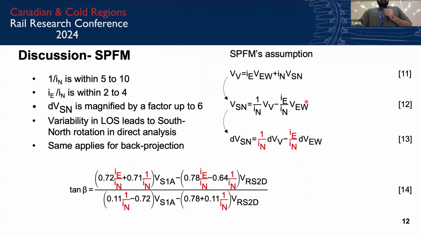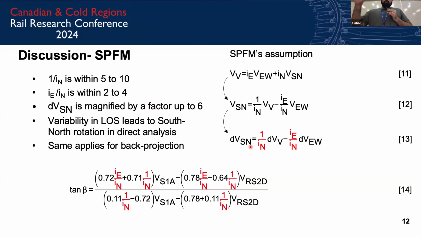So if you remember, SPFM's main assumption was something like this. If we rearrange terms and write them in a derivative form to describe the error between these components along the south-north component, vertical, and east-west, you'll see that these ratios pop up, which are 1 over IN, that is the elevation gradient along the south-north direction, and 1 over AN. These parameters vary between 5 to 10 and 2 to 4. And so even a minuscule error in one of these factors can be magnified up to 6 times in the south-north component. So it would justify why all of these vectors are rotated toward north.